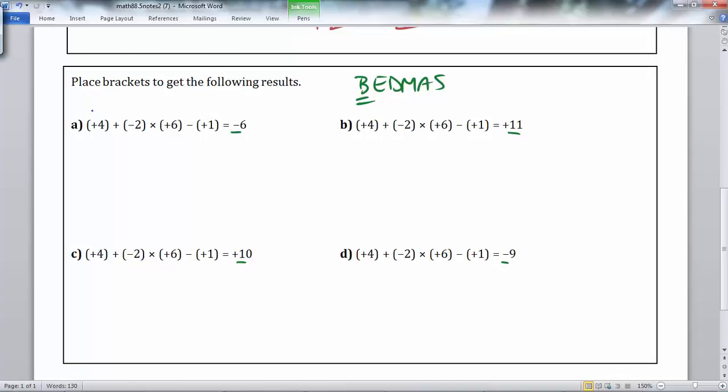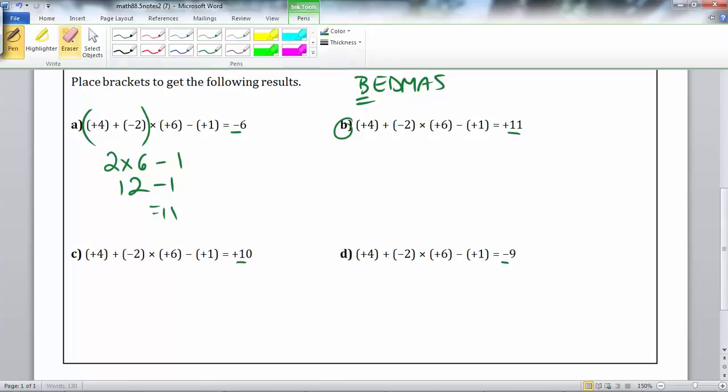Let's see, randomly. If I put brackets around the first two numbers, that means that I have to go 4 plus negative 2 before doing the multiplication. If those brackets weren't there, I do multiplication first, then addition. So if I put these brackets here, 4 plus negative 2 is positive 2, times 6 minus 1, which is 12 minus 1. Whoa, that's 11. That's the answer for B.